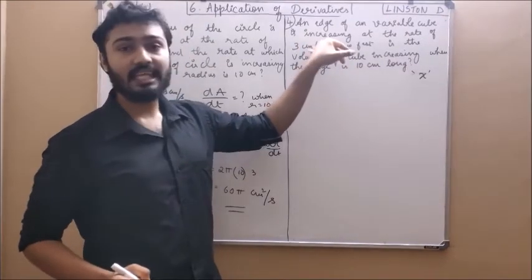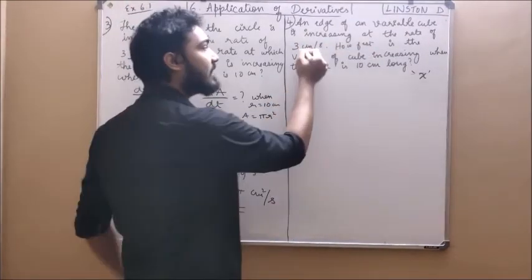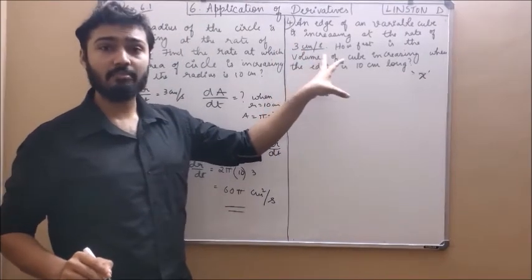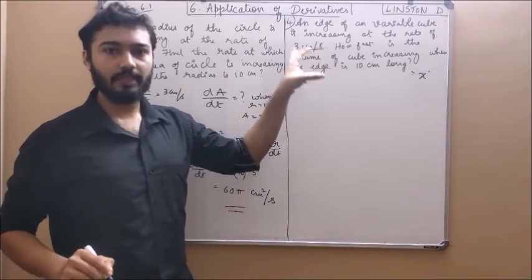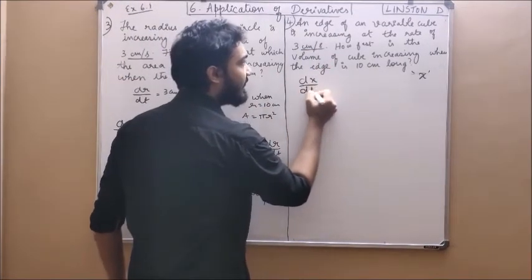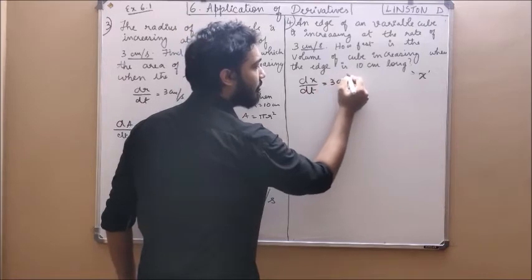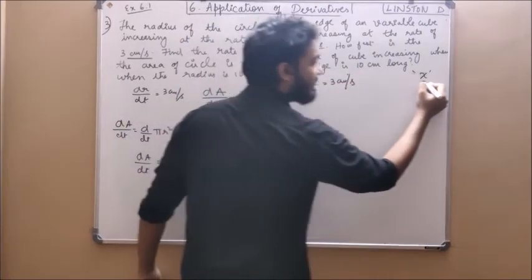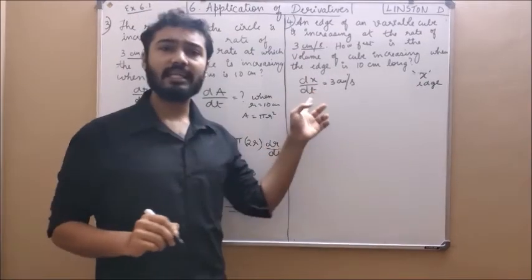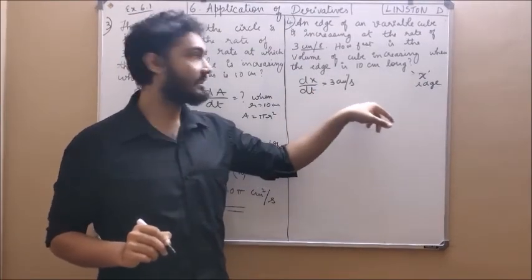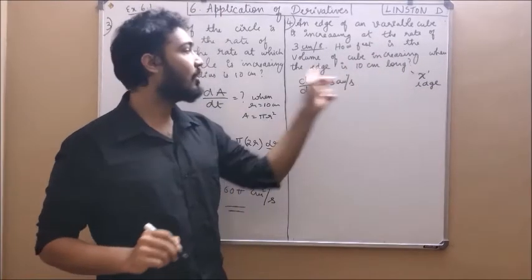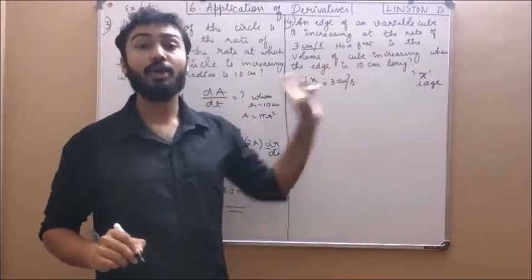So if it is increasing at the rate of 3 centimeter per second, the unit of 3 centimeter per second means it is differentiation with respect to time. So what is given? dx by dt is 3 centimeter per second, where x is the edge. Now, how fast is the volume of the cube increasing when the edge is 10 centimeter long? What do we have to find?